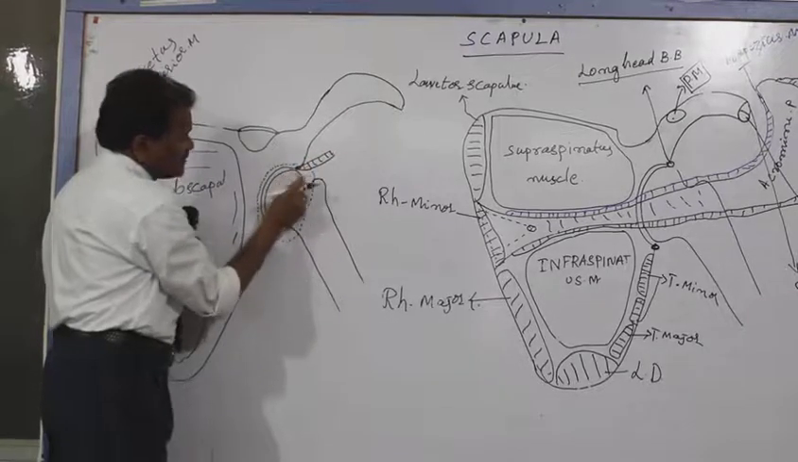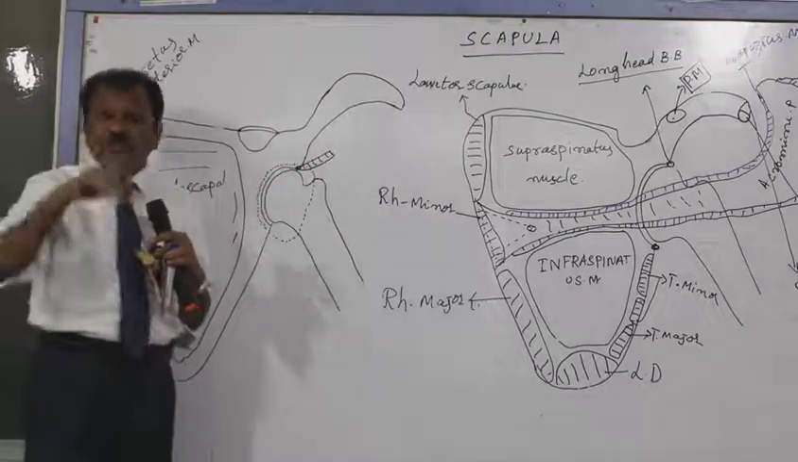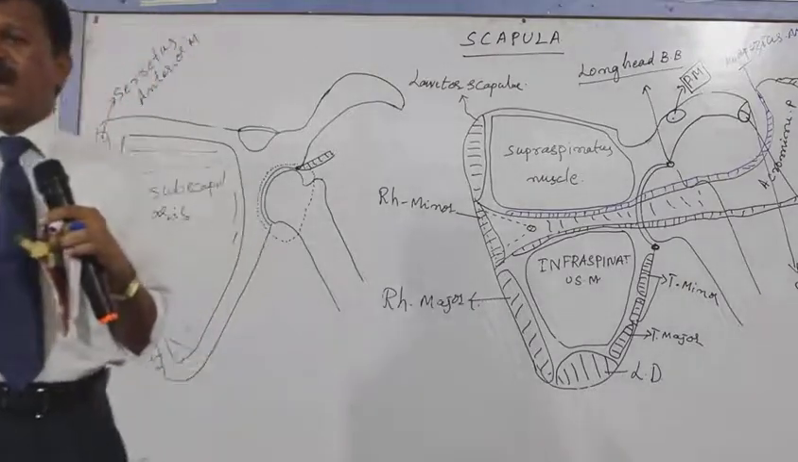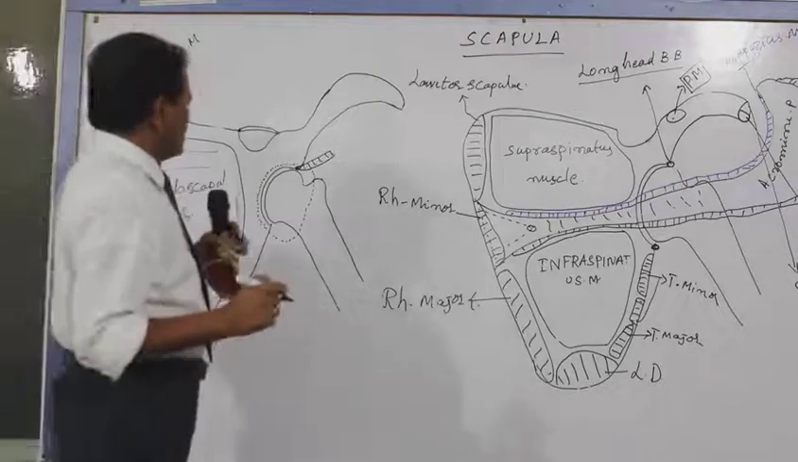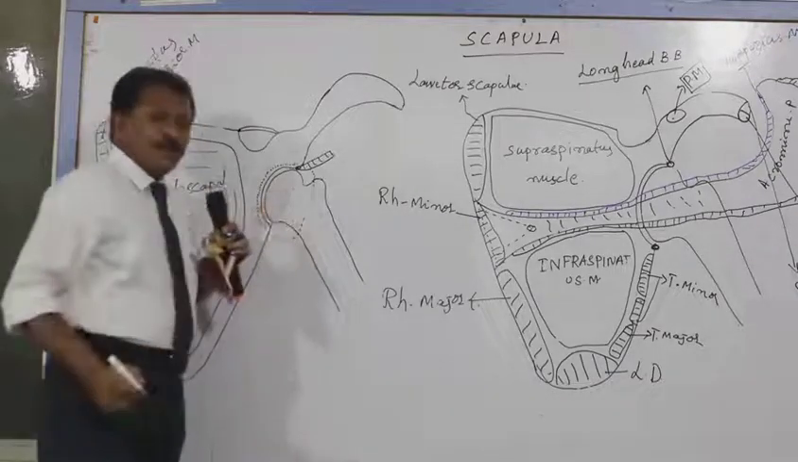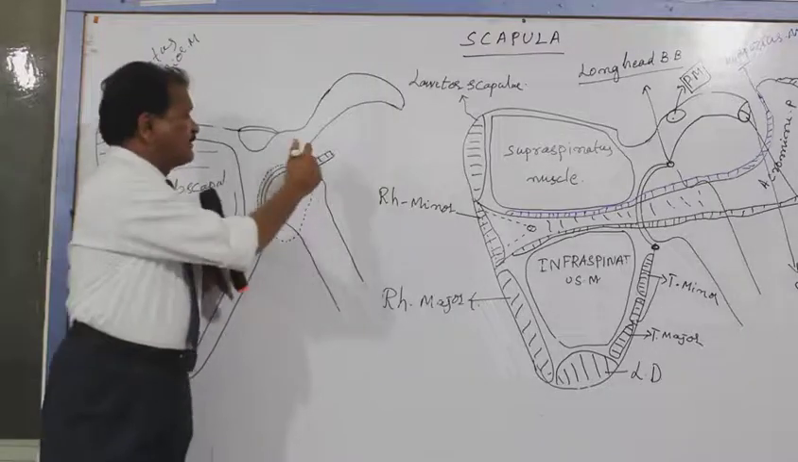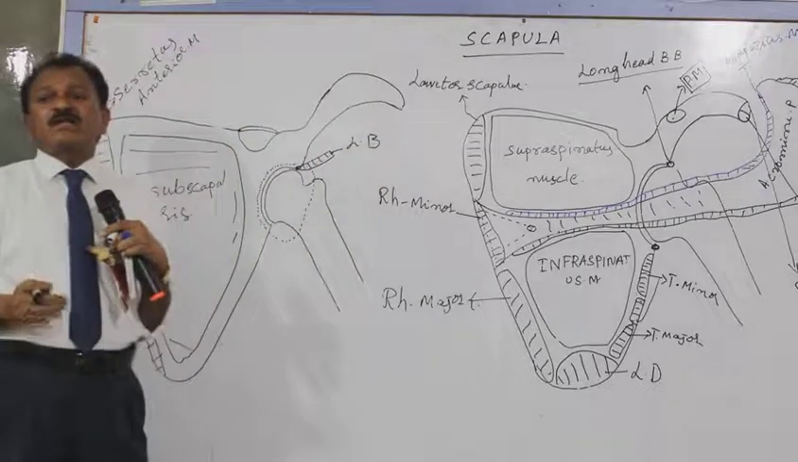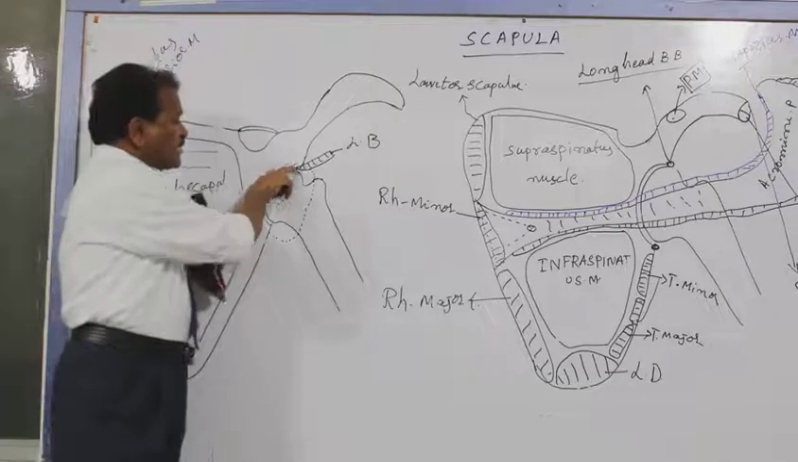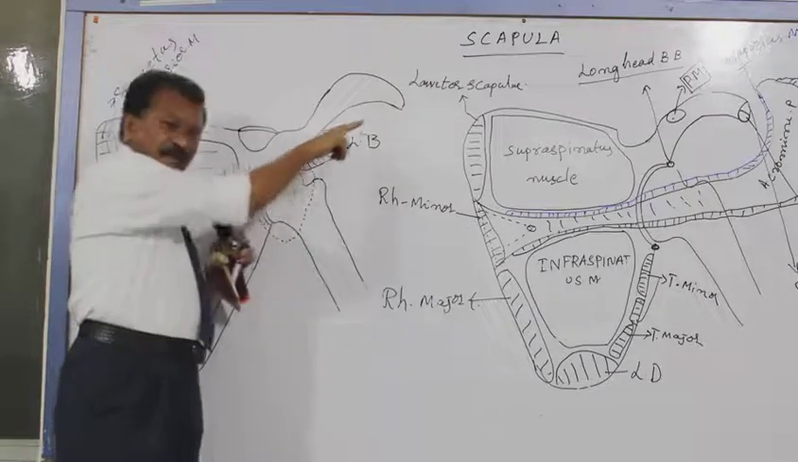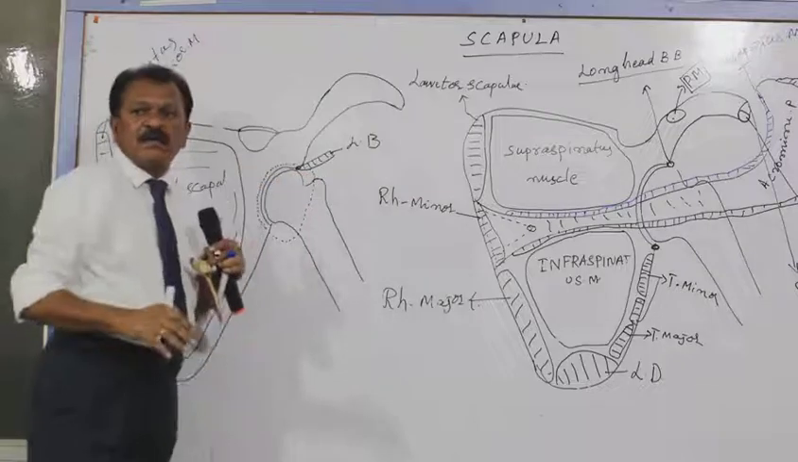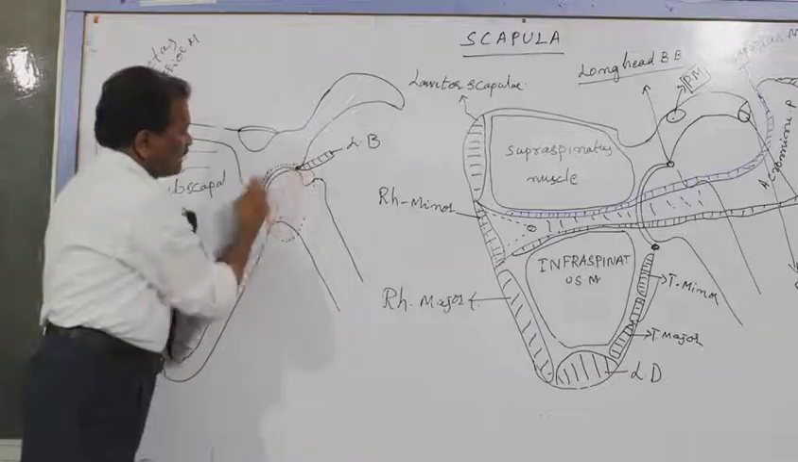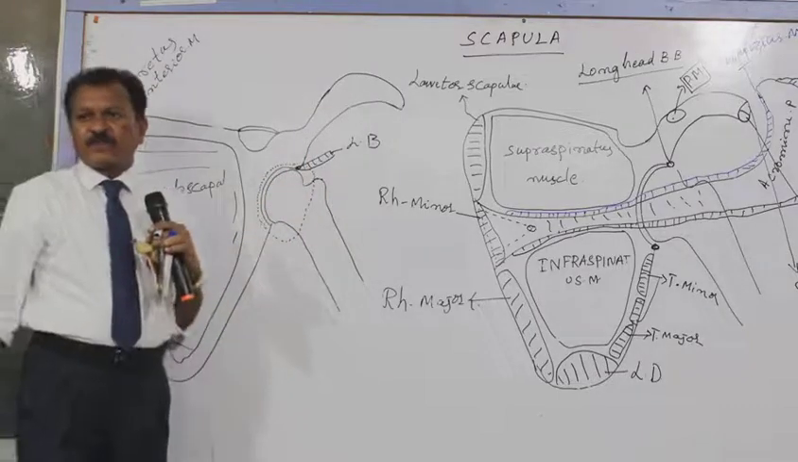This long head of the biceps brachii muscle arises inside the shoulder joint. Shoulder joint is formed by the articulation of the head of the humerus with the glenoid cavity, and that articulation is called the shoulder joint. It means this long head of the biceps muscle arises inside the capsule of the shoulder joint. It pierces the capsule of the shoulder joint, and then comes outside of the capsule. So superiorly, this capsule is related with the long head of the biceps brachii muscle.